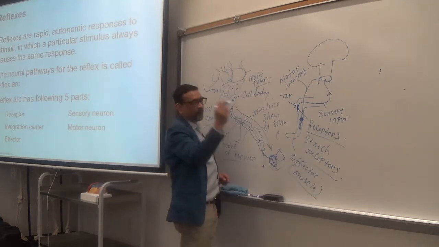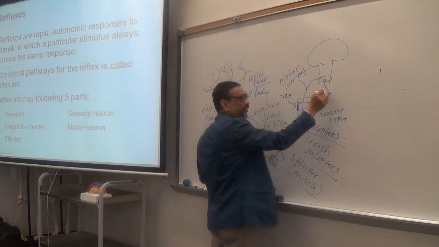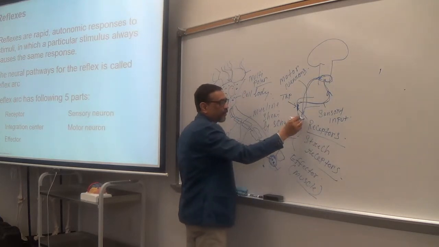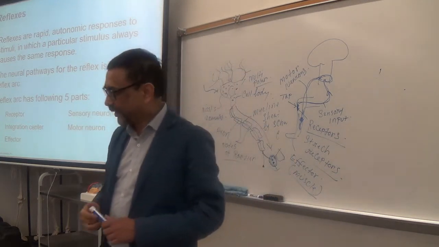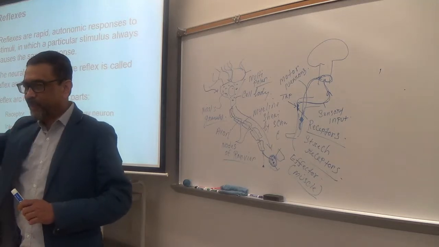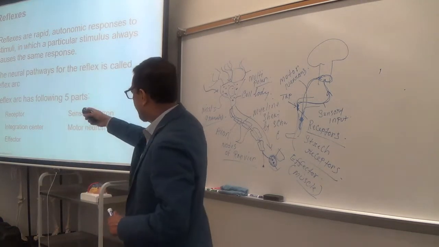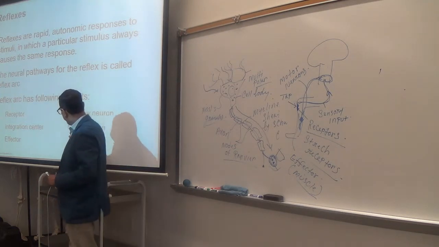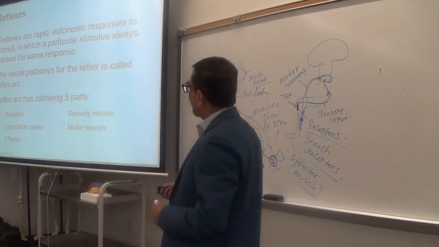So those are the 5 components: receptors, sensory neurons, integration, motor neurons, and effector. Okay, so 5 components of a reflex. Those 5 components will process the reflex. Here you see receptors, sensory neurons, integration center, motor neurons, and effector. Okay.